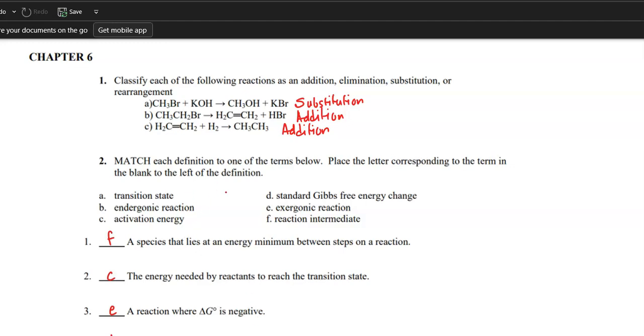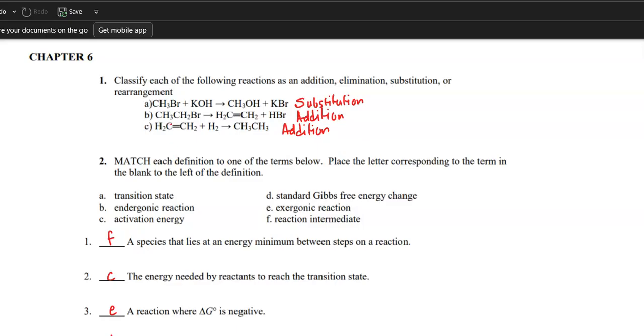This is the review of chapter 6. The first question is asking to classify each of the following reactions as an addition, elimination, substitution, or rearrangement. So if you look at the first reaction, we are substituting the Br with an OH. So it is a substitution reaction. In general, in a substitution reaction, one or more of the atoms are substituted by a different atom. So this is an example of substitution.